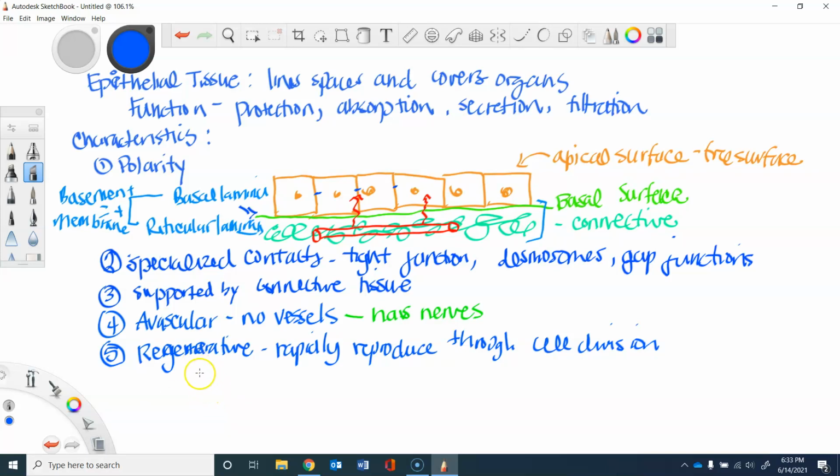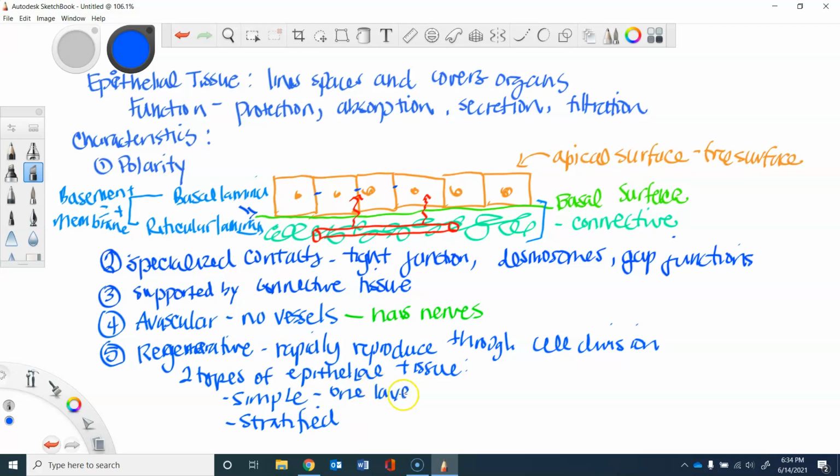All right, so in epithelial tissue, there are two types. We have a simple epithelial tissue and a stratified epithelial tissue. Simple is just one layer of cells. Stratified is more than one layer of cells. Okay, so those are the two types of epithelial tissue.